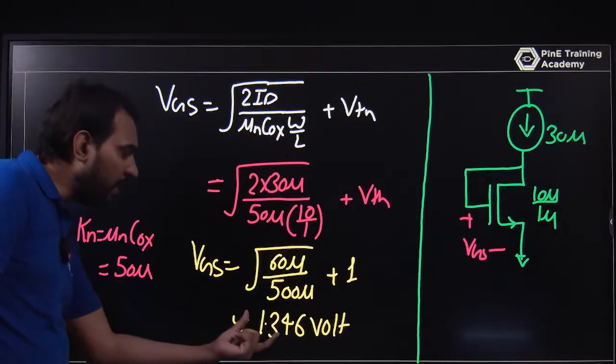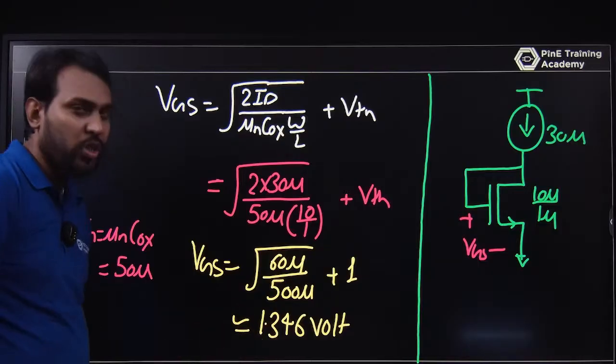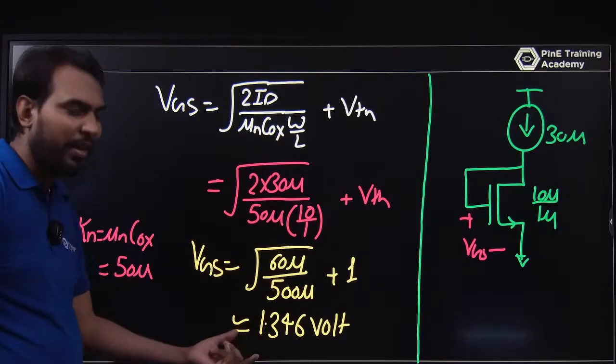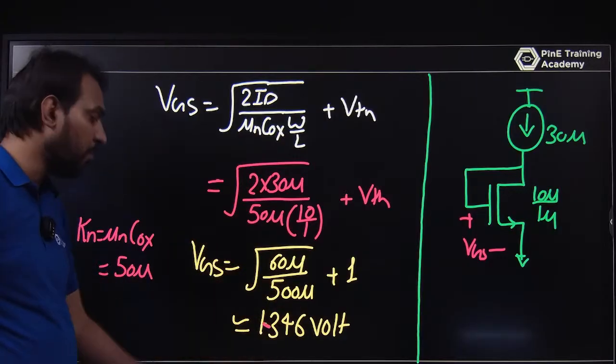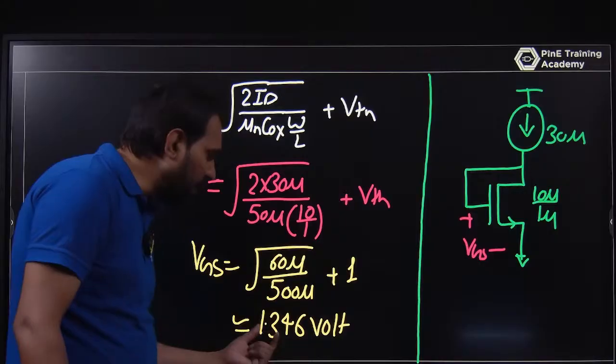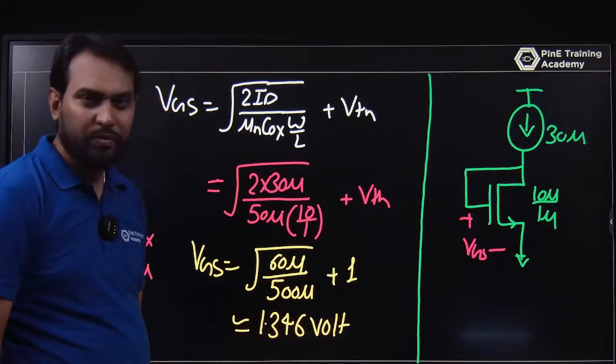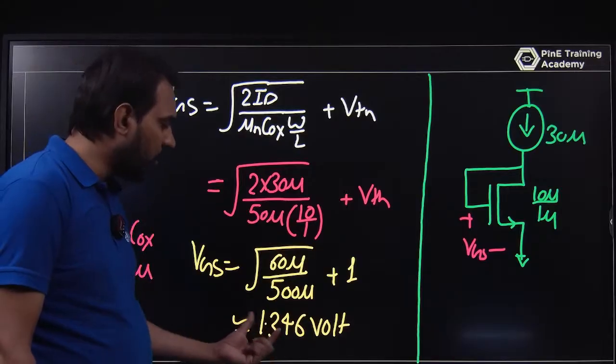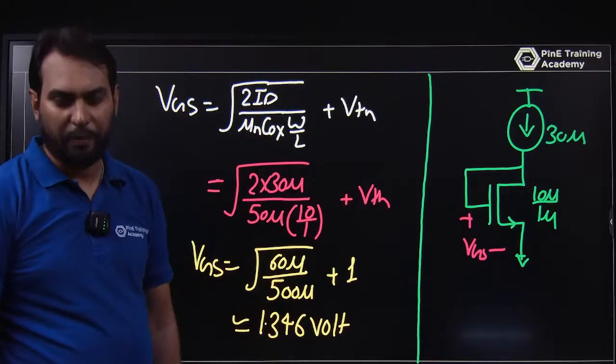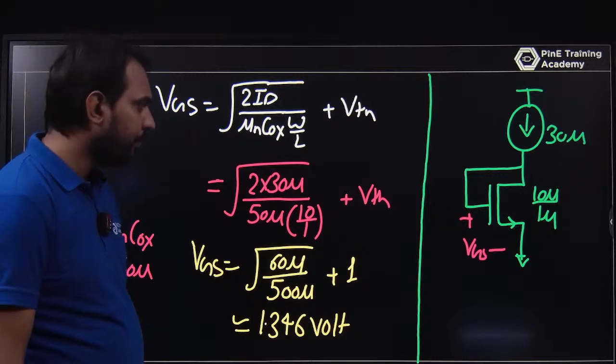So this gives 1.346. I am saying the approximate value. Of course, it has a lot of parameters, so it is not perfectly 1.346. It can be 1.35 or 1.37, or 1 point something. 1.34, 1.35, 1.36, that is okay.